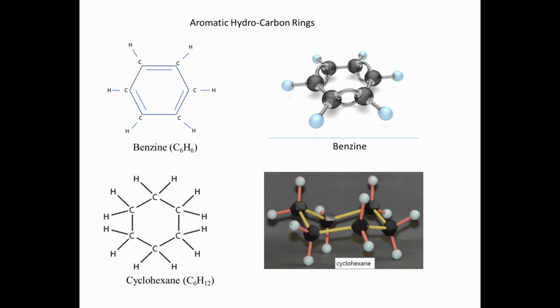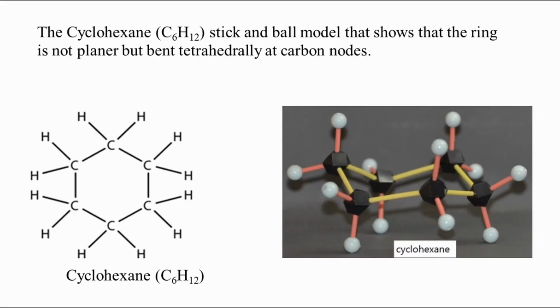Cyclopentane, C5H10, and cyclohexane, C6H12, are stable molecules as their bond angles cause them to be more relaxed tetrahedral than planar. The tetrahedral out-of-plane shapes allow the single bonds of cyclopentane and cyclohexane to be less tense and less likely to break than the planar shapes of cyclopropane and cyclobutane. The cyclohexane, C6H12, ball and stick model shows the ring is not planar but bent tetrahedrally at carbon nodes.